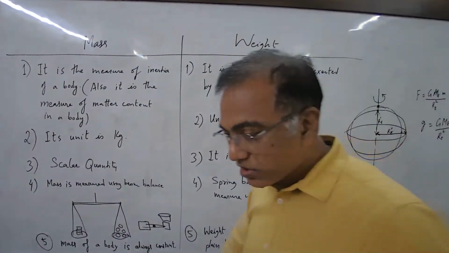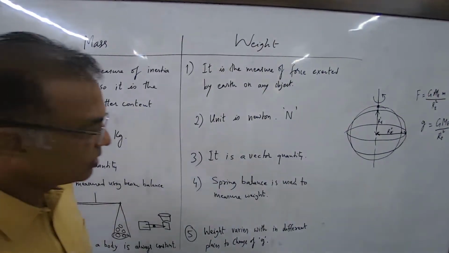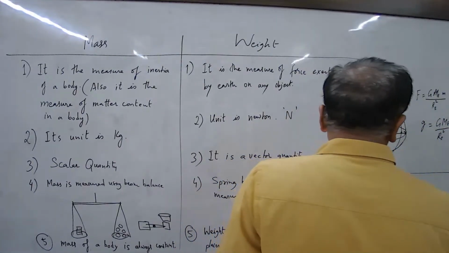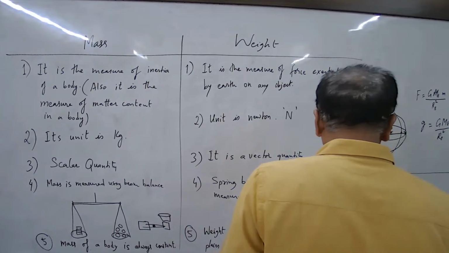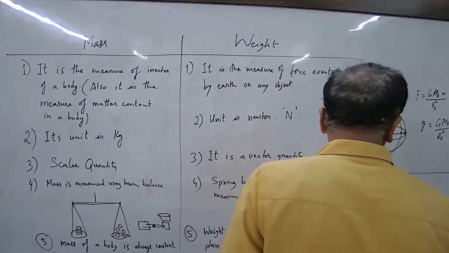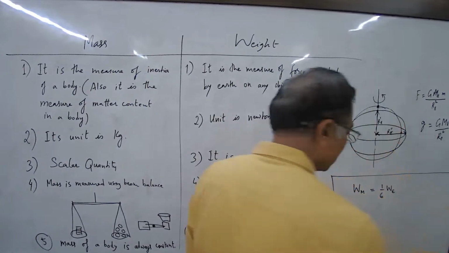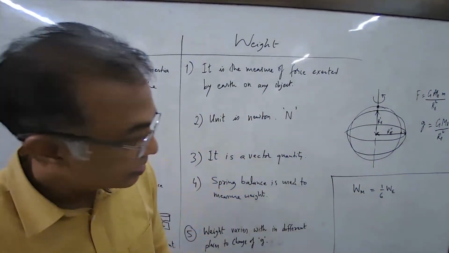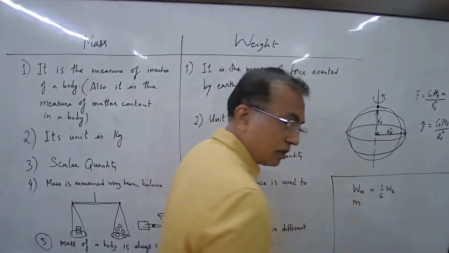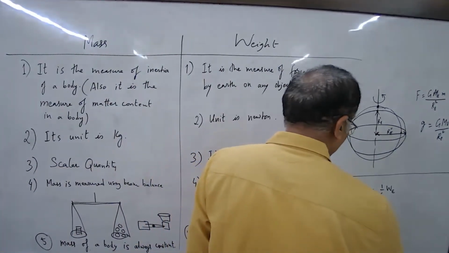So this completes our discussion on mass and weight. Now the last topic, I'll just quickly tell you, is weight of an object on the moon. Okay? Weight of an object on the moon is equal to 1/6 of the weight of the object on Earth. Always remember this. So what is the mass of the object? Does it change on the moon? No, sir. Mass never changes.